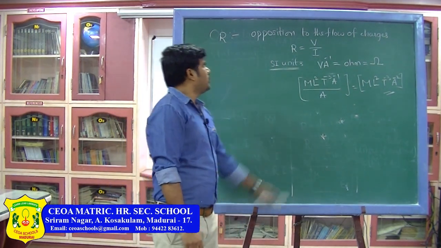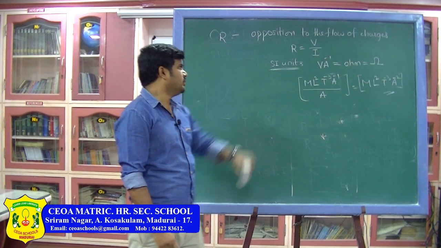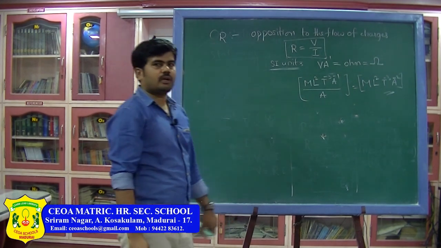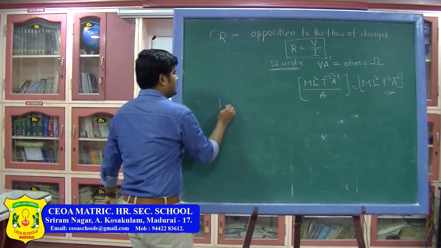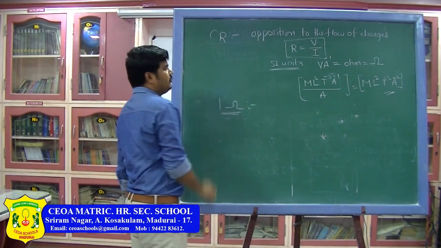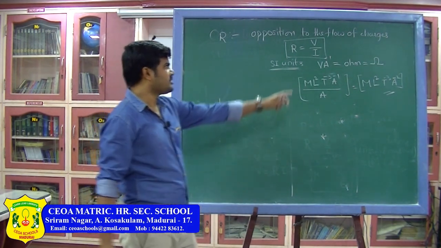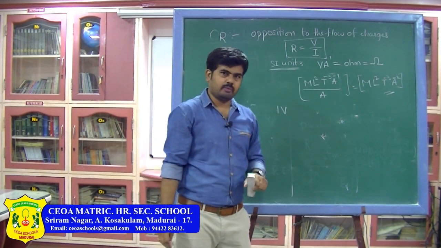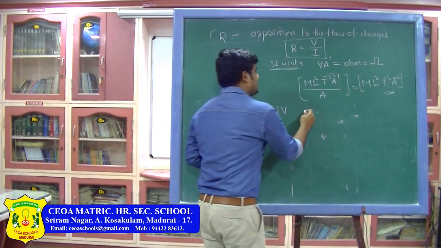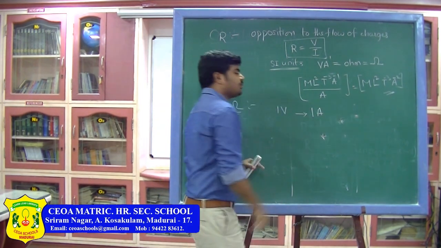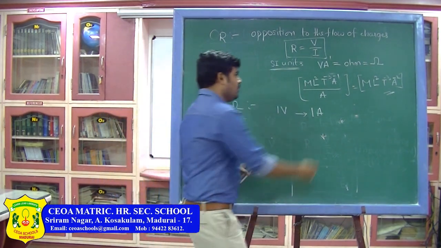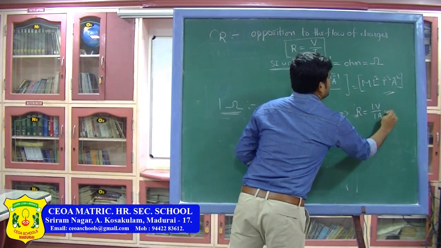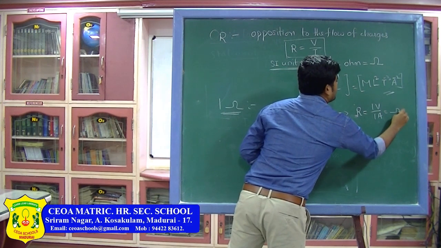Now, let us define the value of 1 ohm. I told you the SI unit of electrical resistance is ohm. Now, let us see what is meant by 1 ohm resistance. If a potential difference of 1 volt is applied across a conductor so that 1 ampere current is passing through it, then its electrical resistance is said to be 1 ohm. Then R is equal to 1 volt by 1 ampere, which is 1 volt per ampere, called 1 ohm resistance.